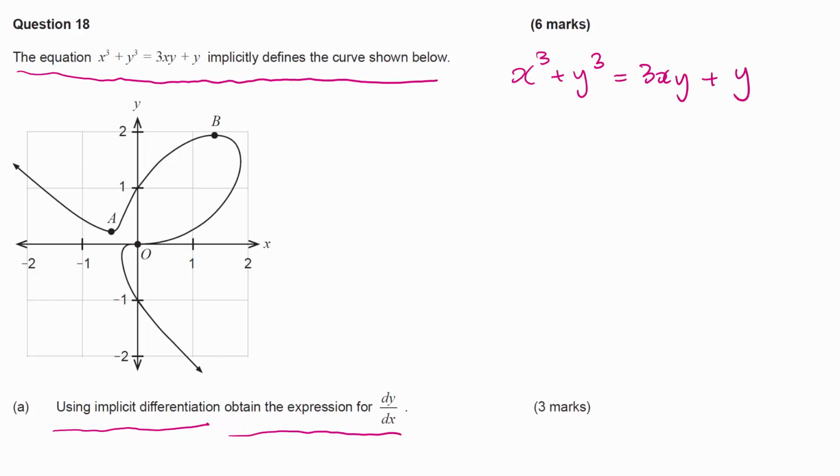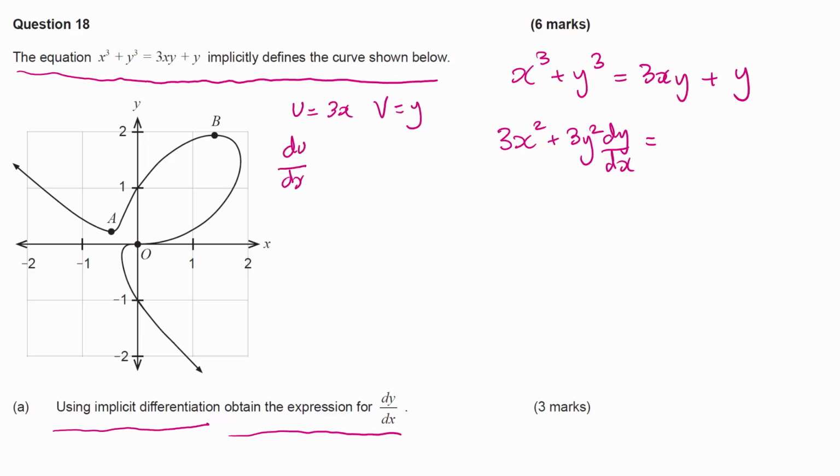And we're differentiating with respect to x. So we get 3x squared plus 3y squared dy/dx. Now 3xy is a product.